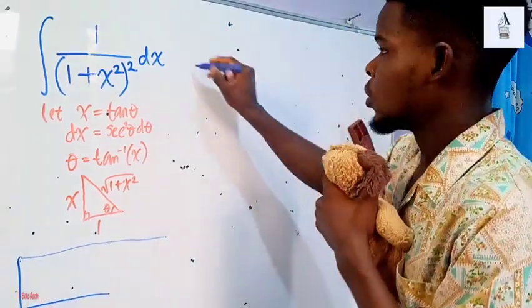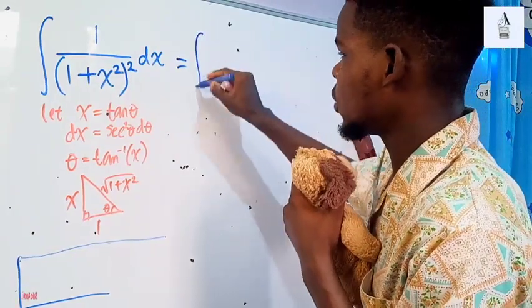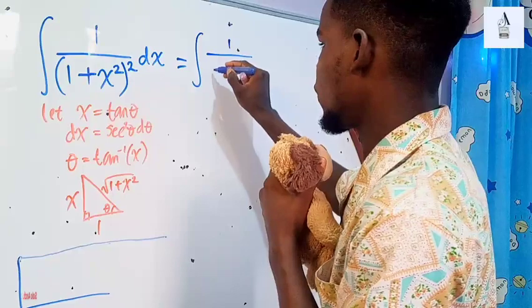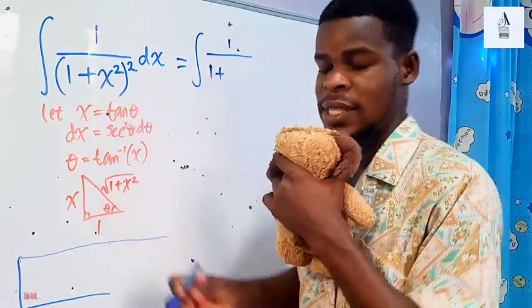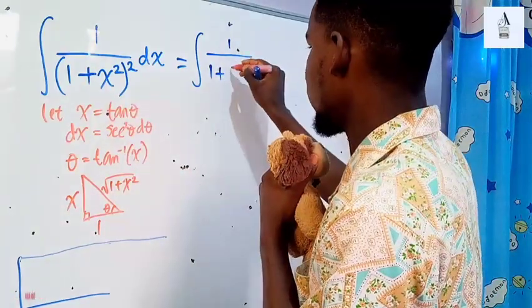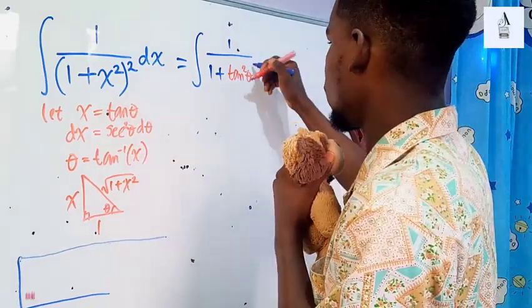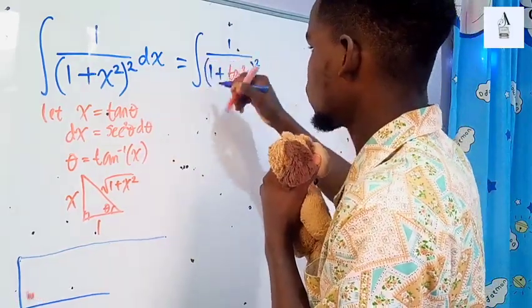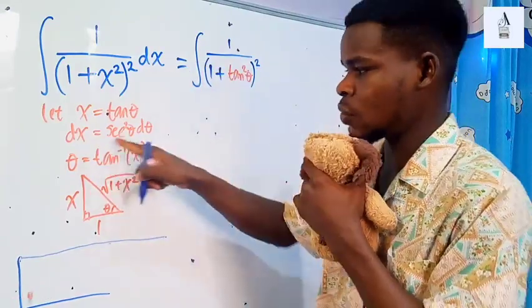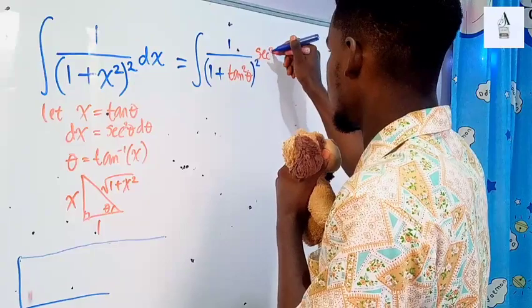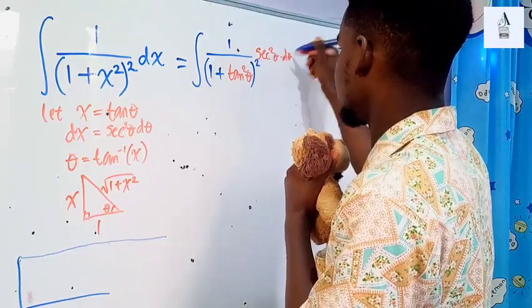All right, let's see what we've got. Let's put this all back into the integral. We're going to have 1 over 1 plus x squared, and what is x? x is said to be tangent of theta, so we square tan theta, and then we raise that to power 2. And then in place of dx, we put secant squared of theta d theta.